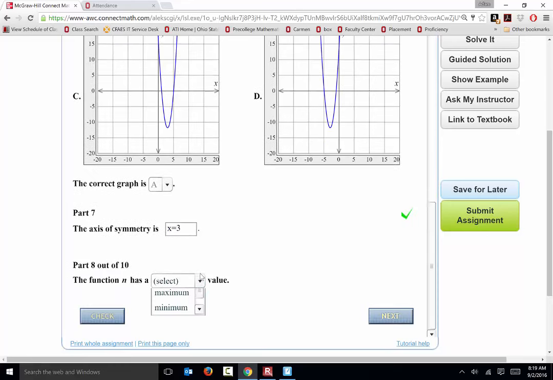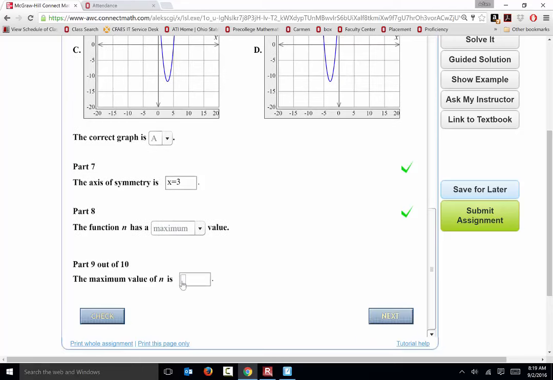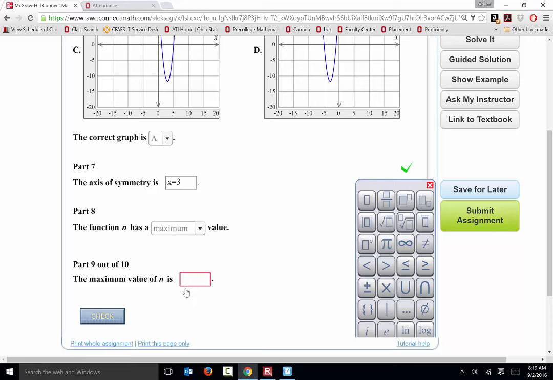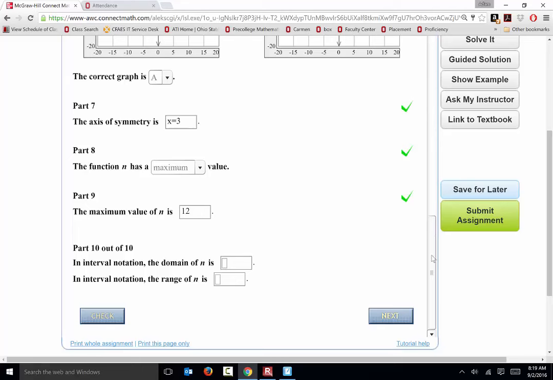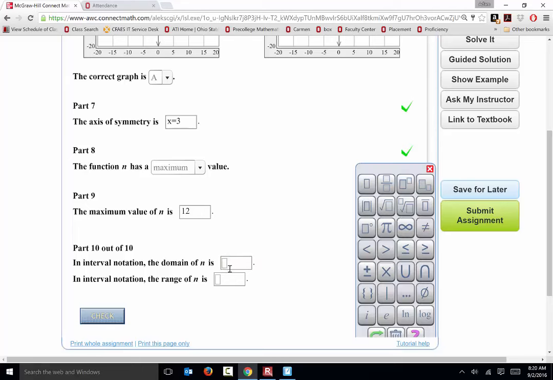The function has a minimum, no, maximum. Maximum value we found was 12. It's not asking where, just enter the maximum value. In interval notation, the domain was, it's always standard in quadratic functions, negative infinity to infinity.